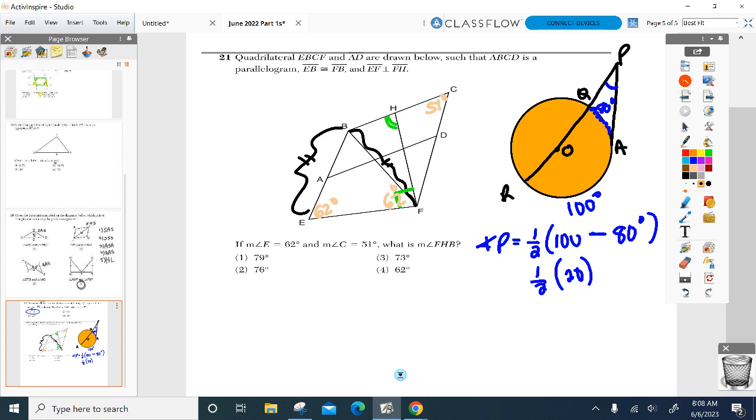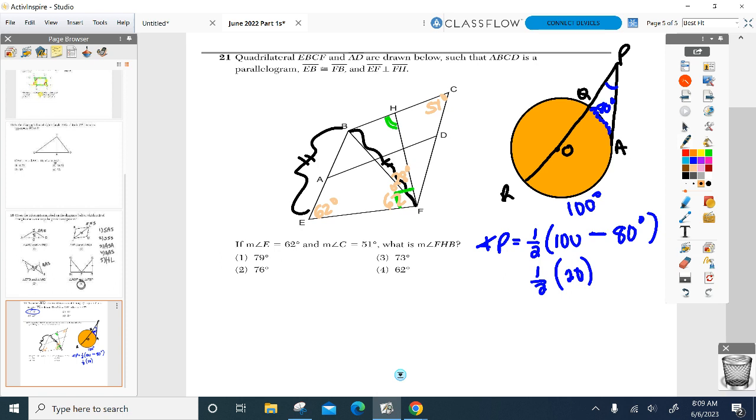Anybody want to keep going? How about the angle adjacent to 62? Because it forms a right angle with it. 28. We're getting there. 28 degrees. Good job so far, everyone. We're getting there. Anything else?